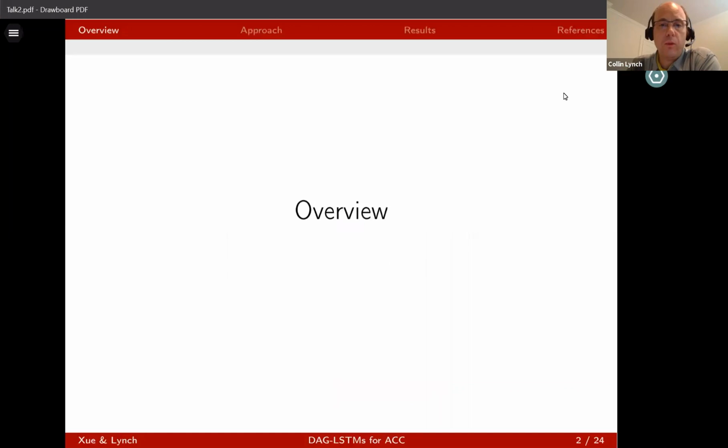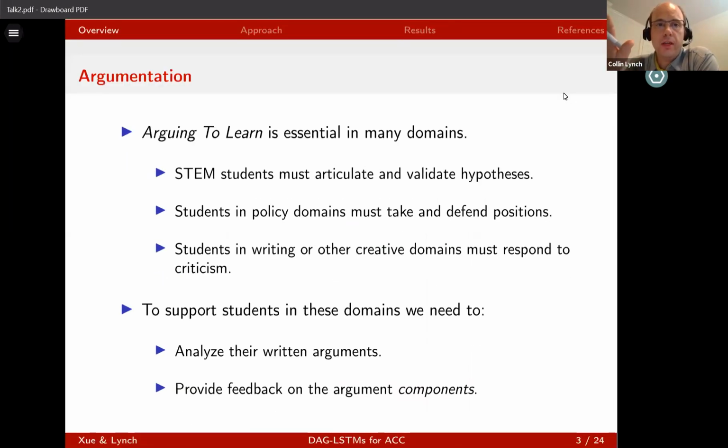So, to begin with, argumentation is an essential feature of many domains. Learning activities in which students make arguments, defend arguments, and evaluate arguments are essential for learning. So STEM students must articulate and validate hypotheses. Students in policy domains have to take and defend positions. Students in writing or other creative domains must, of course, respond to criticism.